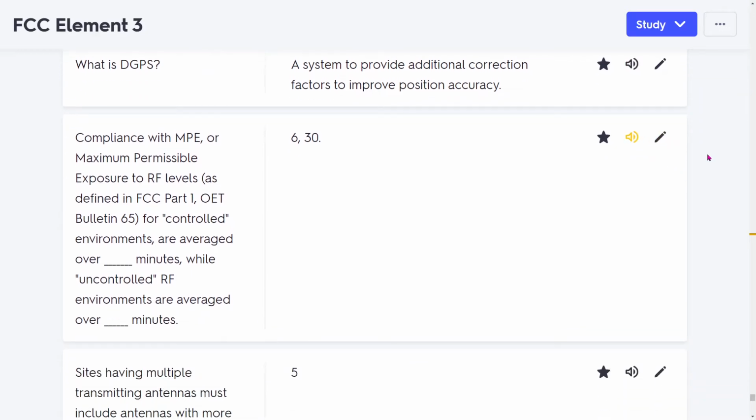Compliance with MPE, or maximum permissible exposure to RF levels for controlled environments, are averaged over blank minutes, while uncontrolled RF environments are averaged over blank minutes. 6:30.